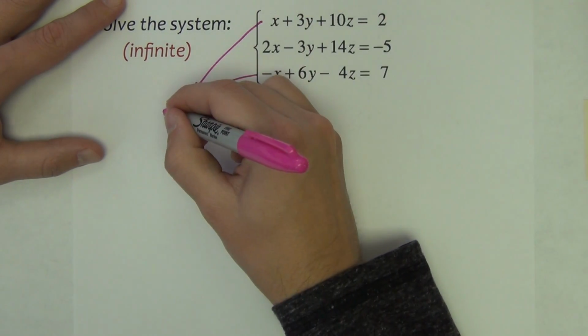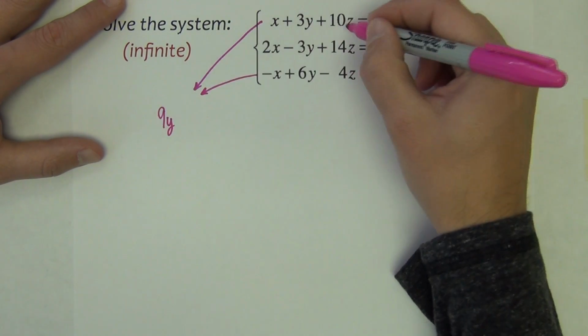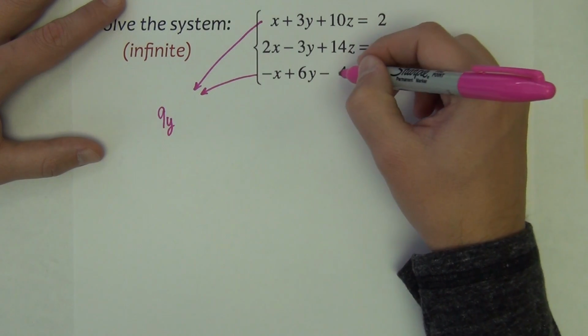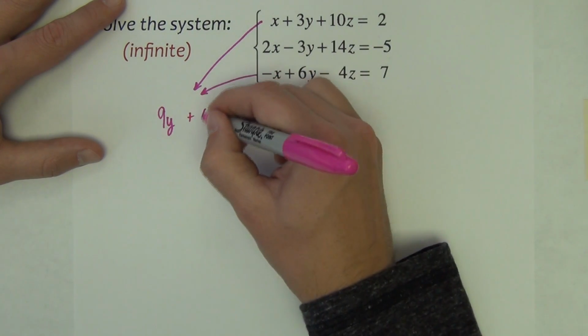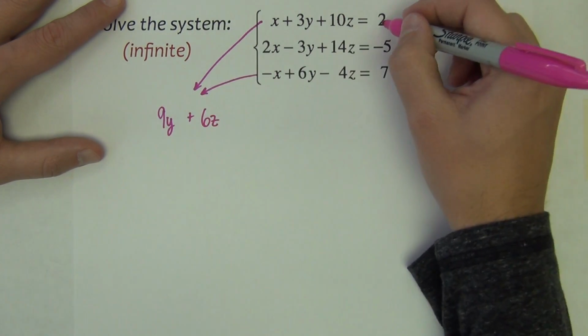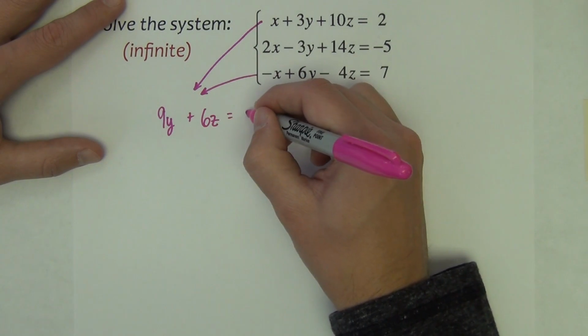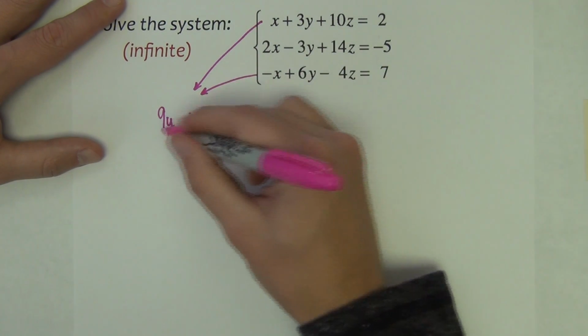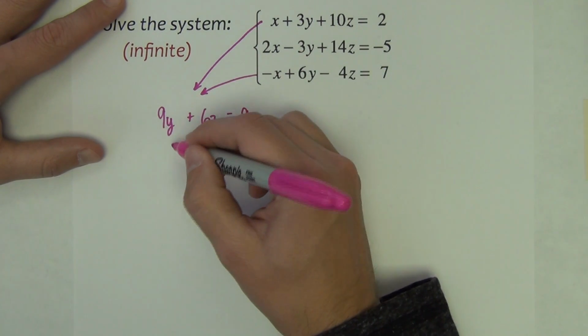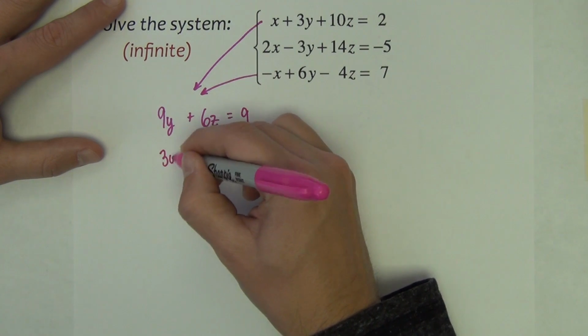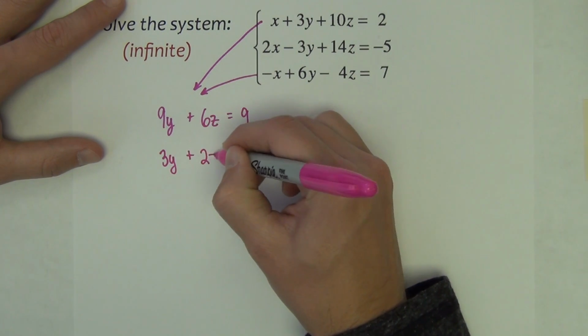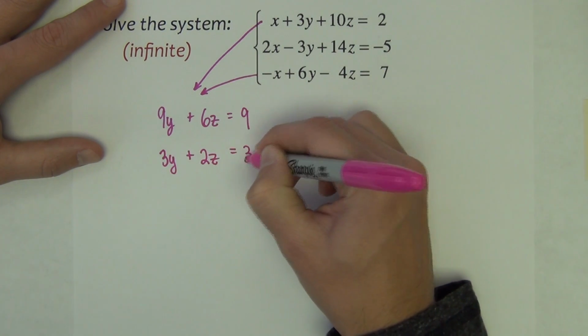3y and 6y make 9y. 10z and negative 4z make 6z. And 2 and 7 make 9. If I reduce this, I can divide this by 3. This makes 3y plus 2z equals 3.